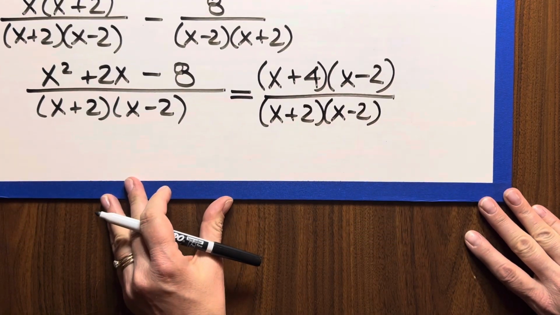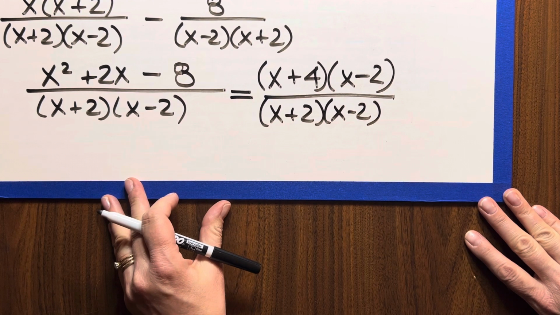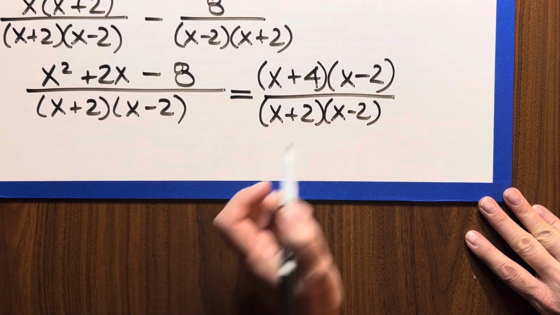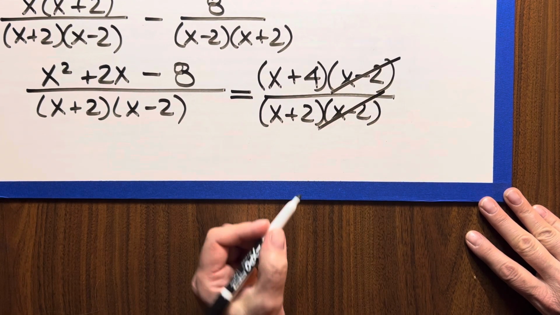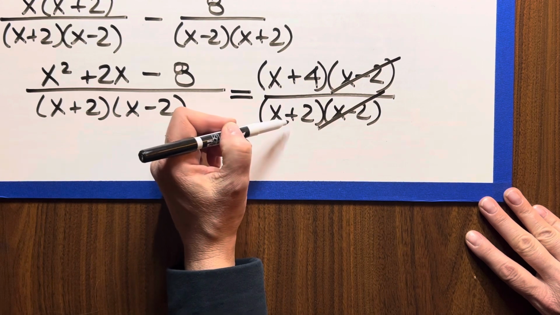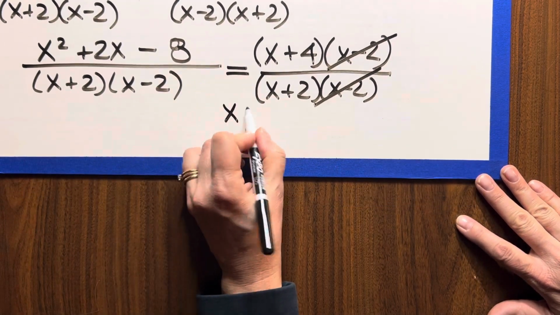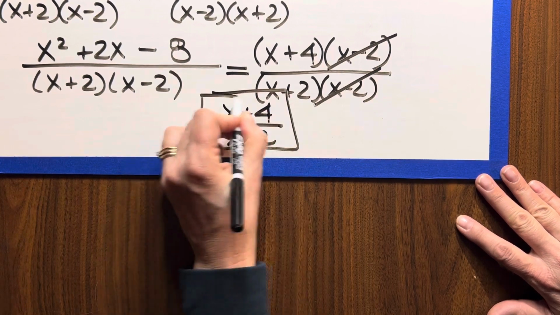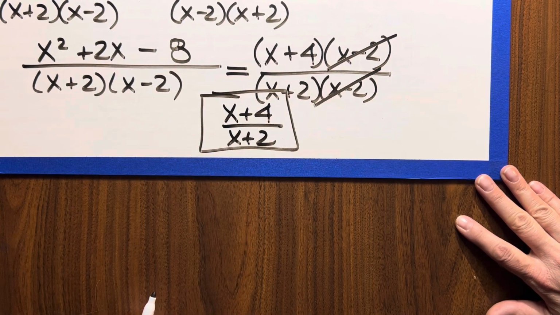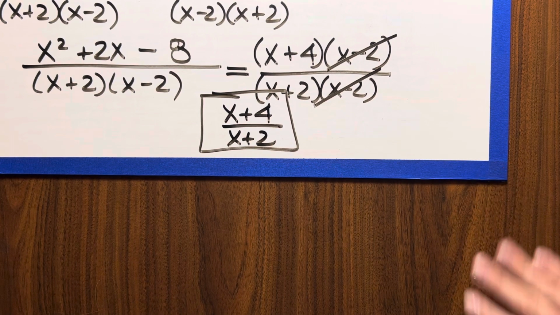So now what I'm going to do is look for a common factor that's both in the numerator and the denominator and cancel it out. And they each have an x minus 2, so I can cancel those out. So now I'm left with x plus 4 over x plus 2. That is my final answer in simplified form. And that is how I subtract two rational expressions.